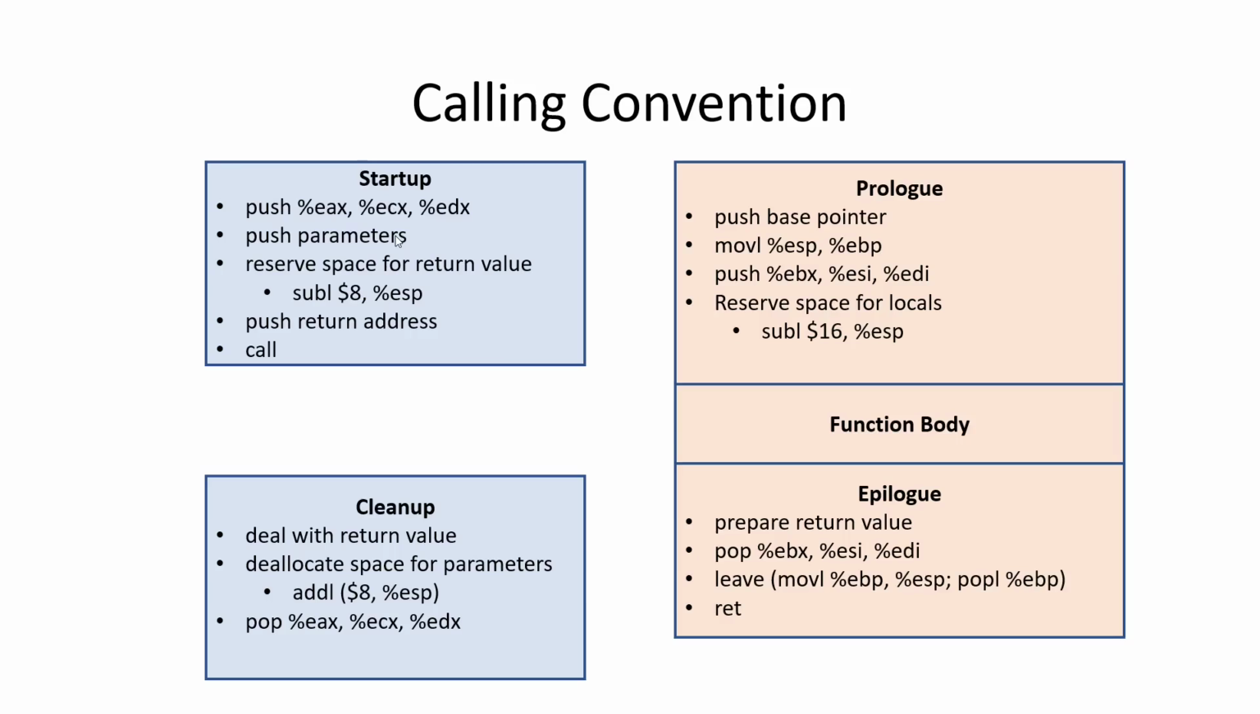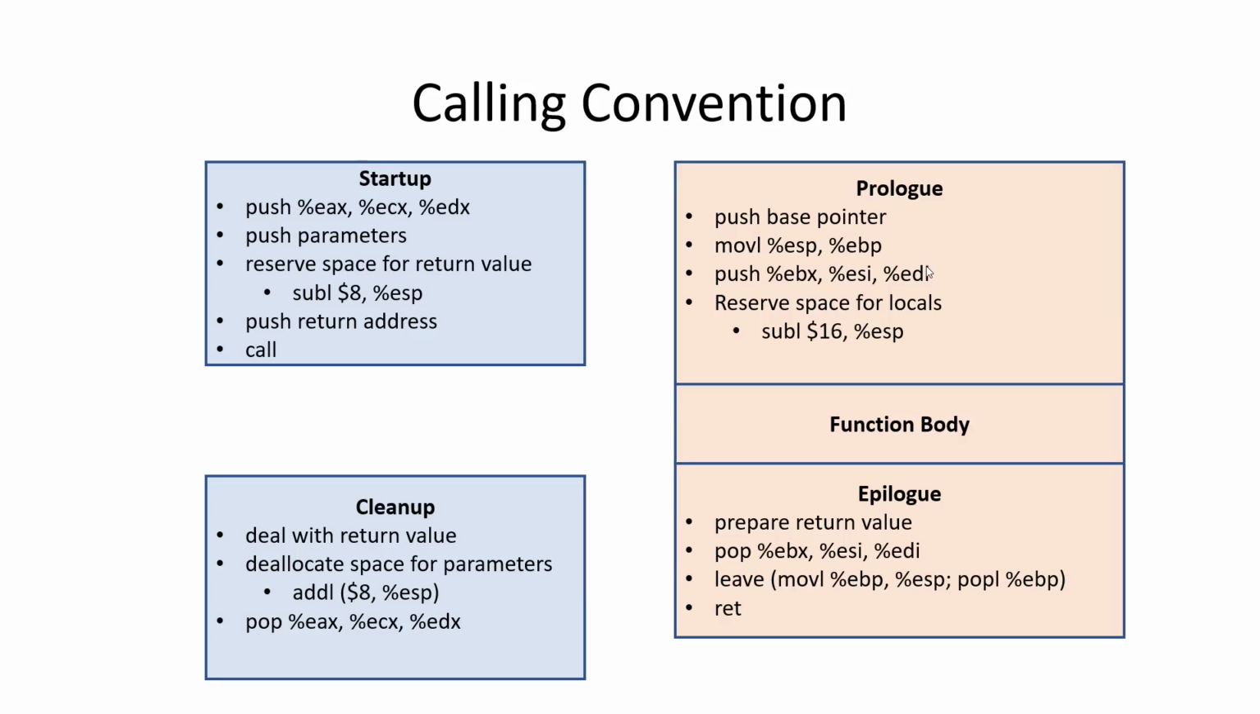Then also in startup, I need to push all the parameters. That's the caller's responsibility, to make the parameters available for the callee. We're going to reserve space for the return value unless it fits in a register. By convention, the first choice is to use EAX. That'll be for anything int or smaller, or a pointer. But if I do need more space, or I'm returning a structure or something, we'll go ahead and reserve space. And remember, to reserve space on the stack, we're actually growing towards smaller numbers, so we need to subtract something from the stack pointer. Then we push the return address and then call. All right.